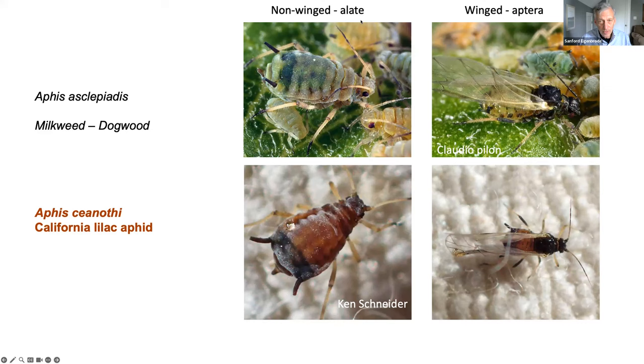So these winged forms allow the aphids to move over great distances. They can go hundreds of miles in a few days if they get onto the wind currents, and they often exhibit that behavior. It also allows them to move between their summer hosts and their winter hosts so that they can be successful in temperate regions.